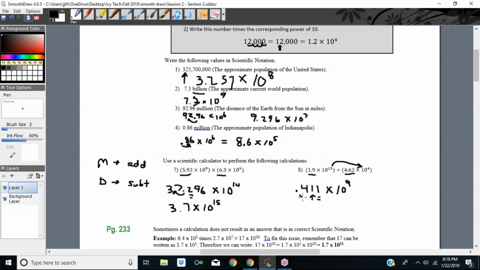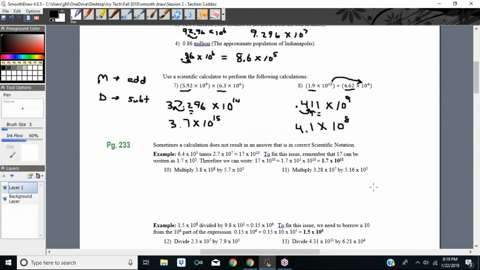And then we have to move the decimal one place to the right to get it to be in correct scientific notation, 4.1. And since we moved it to the right, we're going to subtract 1 from the exponent, and it becomes 8. So 4.1 times 10 to the 8th. Now, if you use your calculator on your computer, that's fine. All right, so 4.1 times 10 to the 8th.